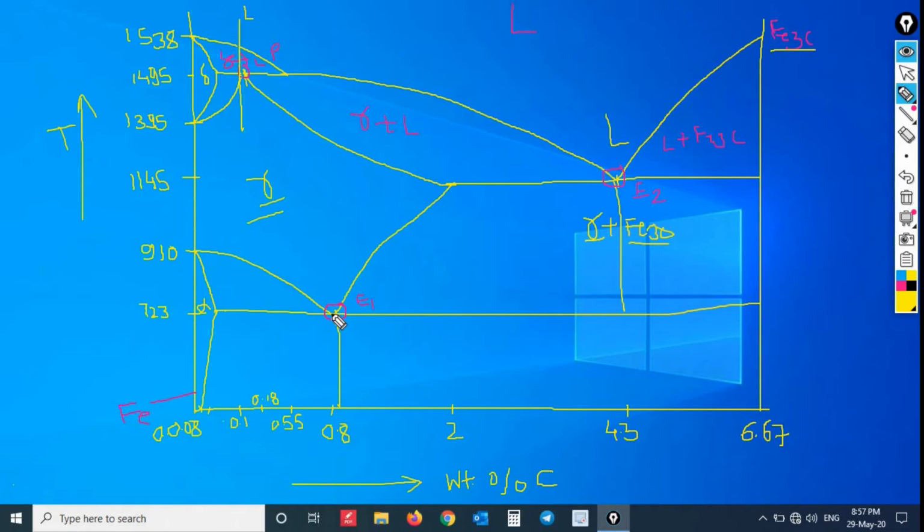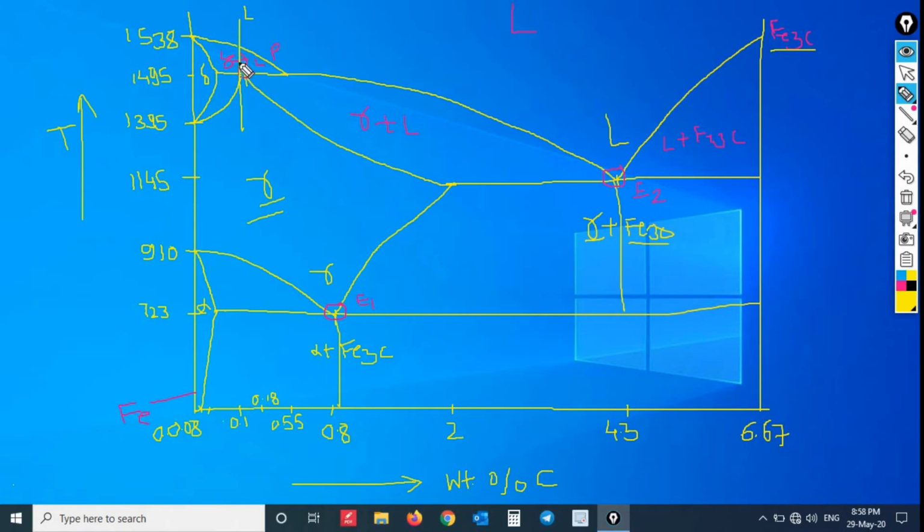Then the third reaction is called a eutectoid reaction. This eutectoid reaction occurs at 723 degrees Celsius and at 0.8% of carbon. What happens here? You can see here is your austenite. That austenite is a solid. One solid gets converted into two solids, nothing but alpha plus Fe3C. So there are three reactions: peritectic, eutectic, and eutectoid.